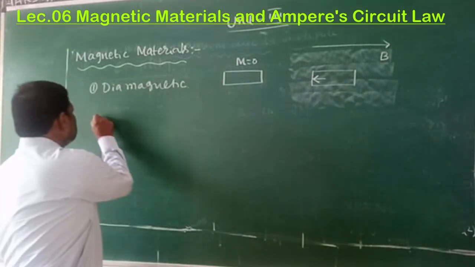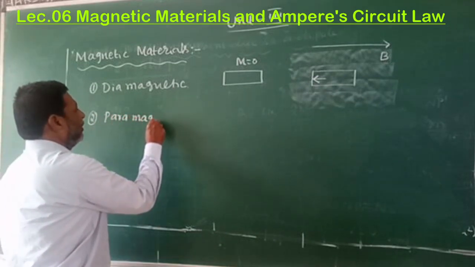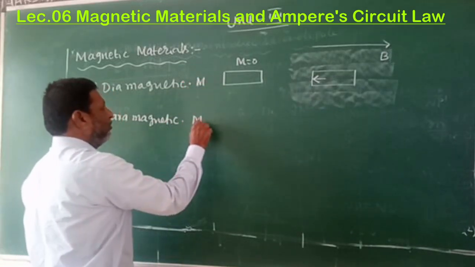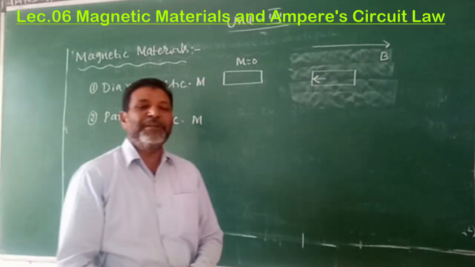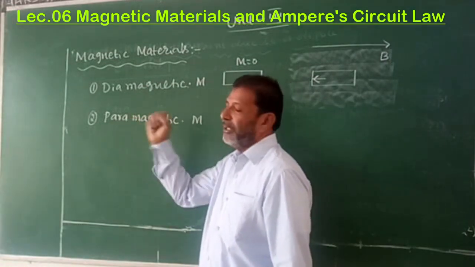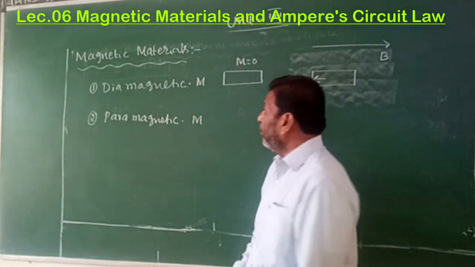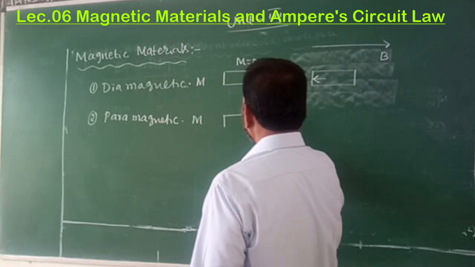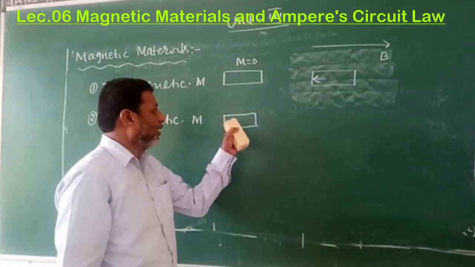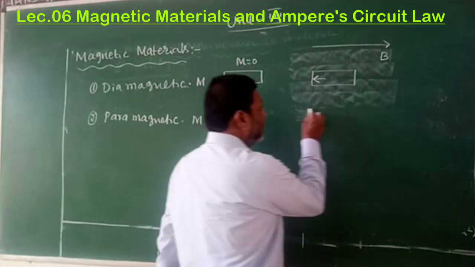Next, coming to the second one, paramagnetic material. This is paramagnetic material. Considering a paramagnetic material, these materials have some initial magnetic moment. Initially, they have some magnetic moment. Here you can see this is a material that already has some magnetic moment in it, before placing it into the magnetic field.